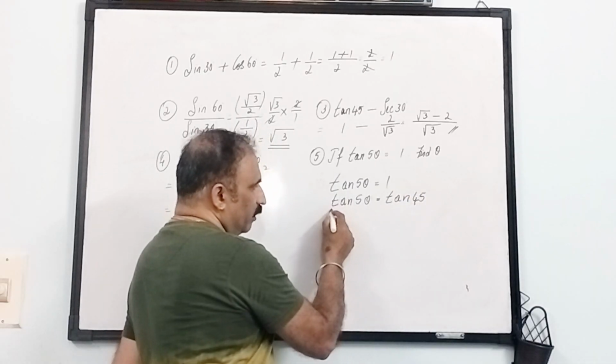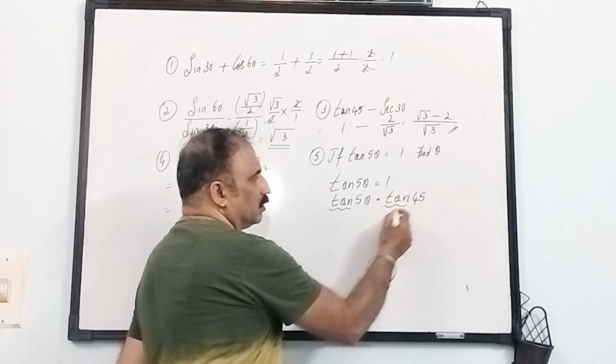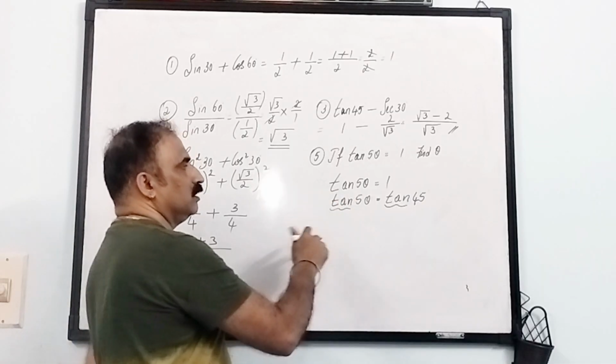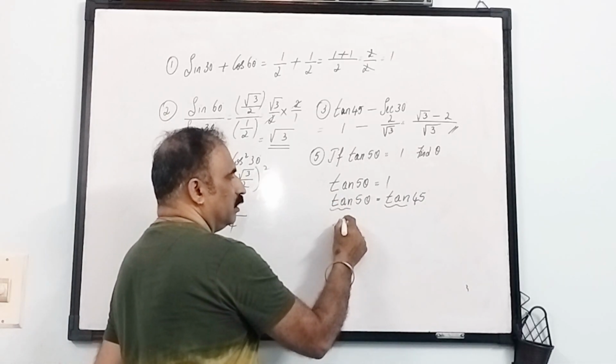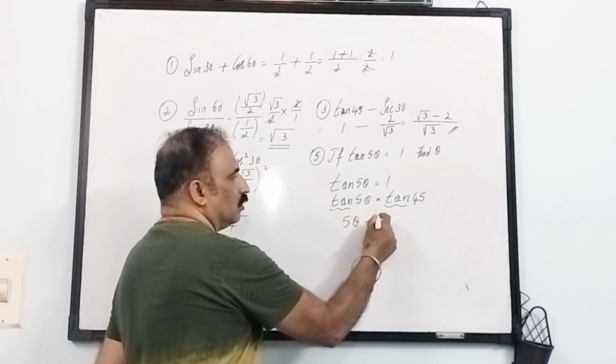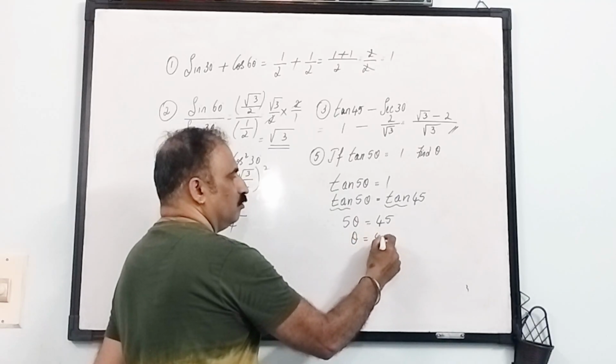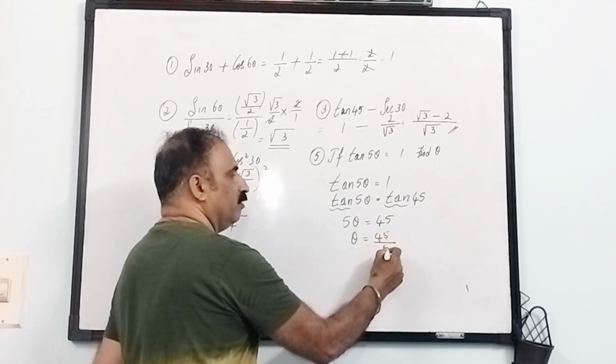Now you are equating the values. Both sides are going to have the same trigonometric function, tan. So I equate both sides of the function. Therefore, I can say here 5 theta is equal to 45 degrees. Therefore, theta is equal to 45 degrees divided by 5.